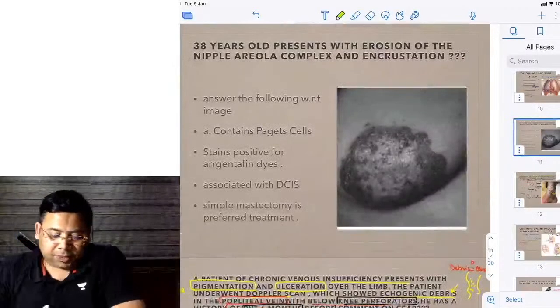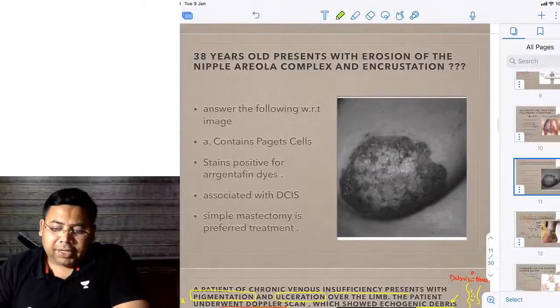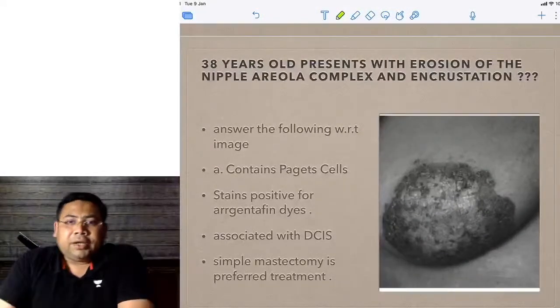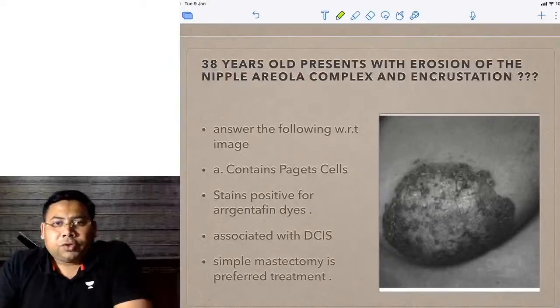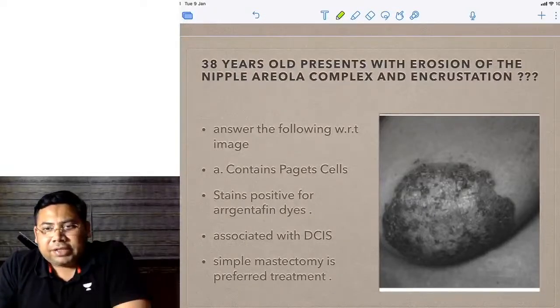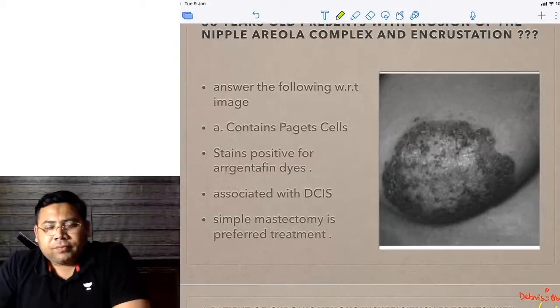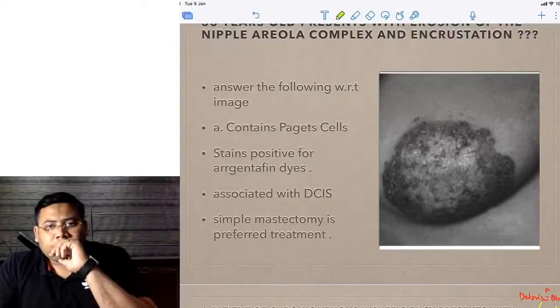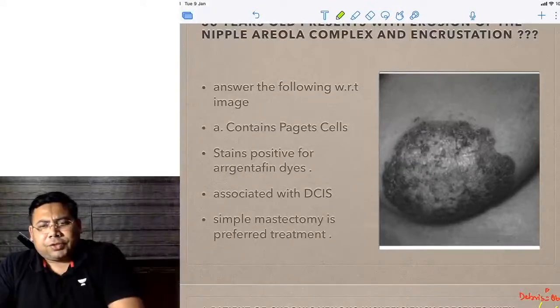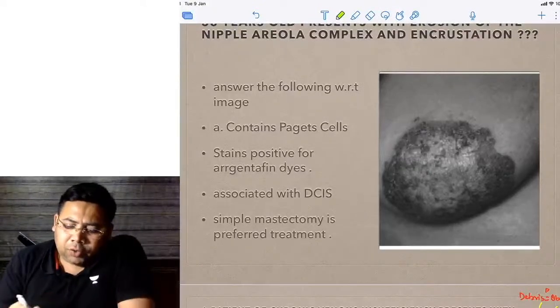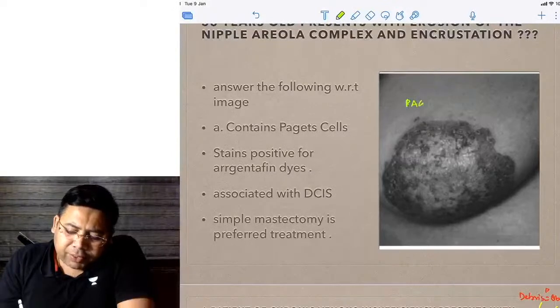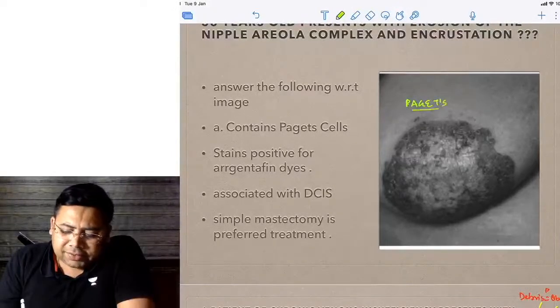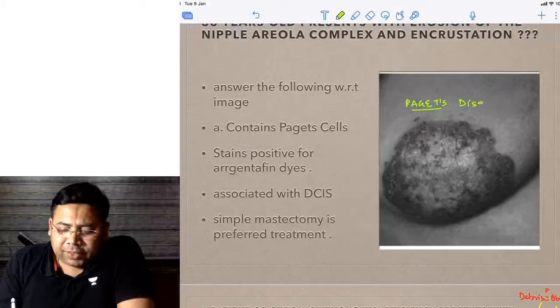Okay. Answer me this question. A 38-year-old presents with erosion of the nipple areola complex and encrustation. Answer the following with respect to the image. Go on. It's a very easy question. I hope you can understand. This is a case of suspected Paget's disease.